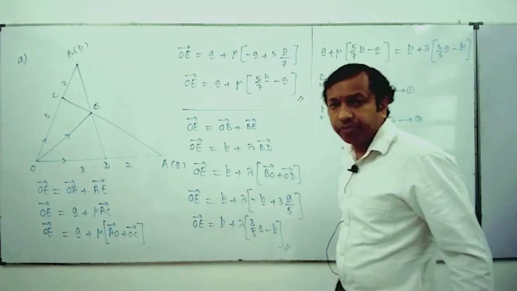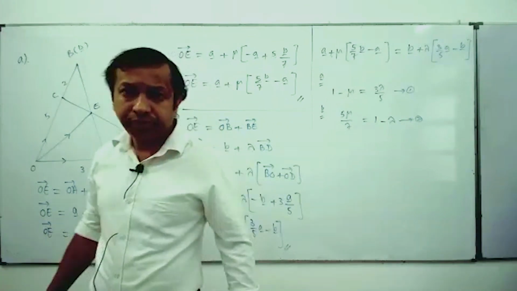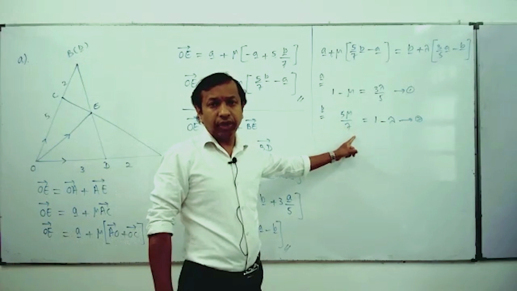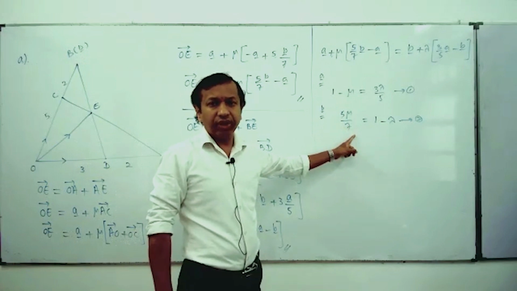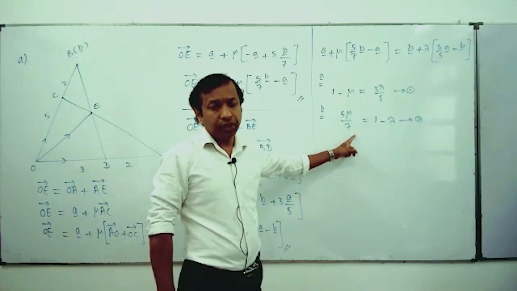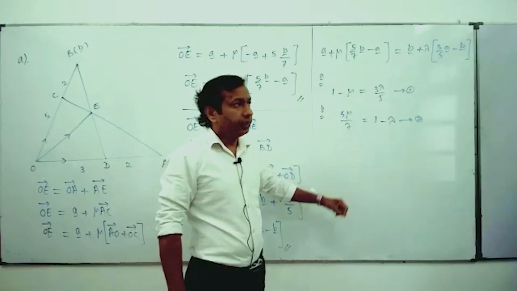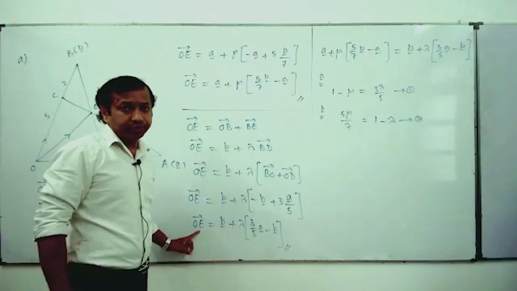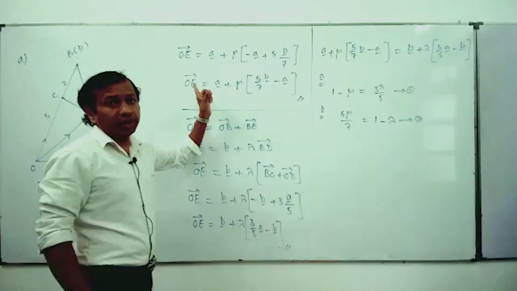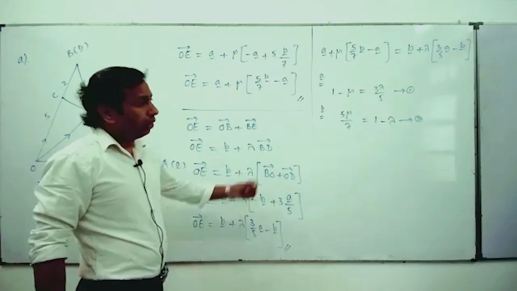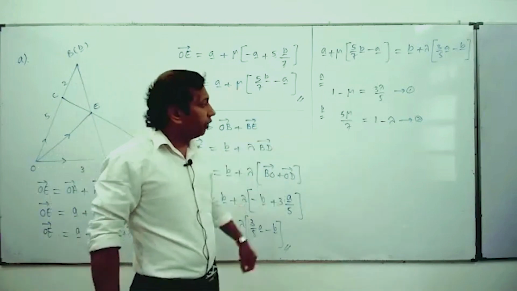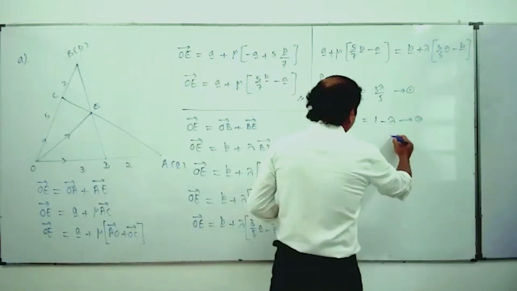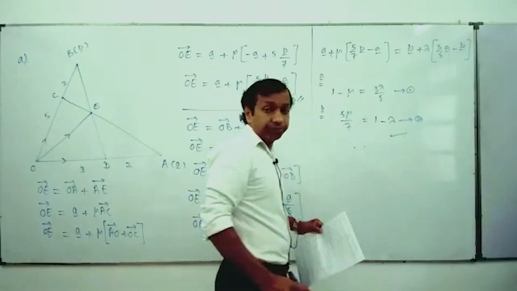Now, another simple thing you have to do, what? By solving these two equations, find lambda and mu. Only one is enough, lambda or mu. If you get lambda, put that here, then we get OE. If you get mu, put that here, then you get OE. Okay? I think by solving these two simultaneous equations, you can easily do the first part, right? Do that part. I leave that part.